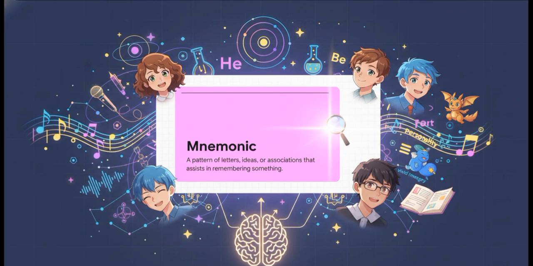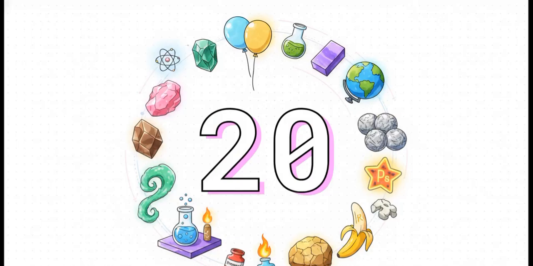By using rhythm and rhyme and giving these elements personalities, the poem transforms this dry, boring list of names into a story. And that's a story that actually sticks in your head. And boom, just like that, without any painful memorization, you've basically just met the first 20 elements of the periodic table. And you haven't just learned their names, you've learned something cool and unique about each one's personality.